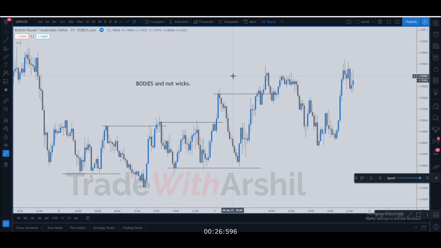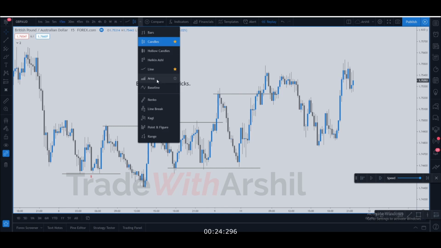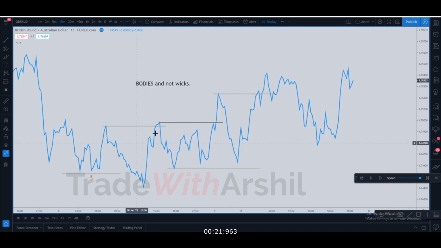And another easy way to look at it is just change your candles into line chart, and you can easily see if it's broken or not, because the line chart doesn't show wicks, it only shows the bodies. So this helps a lot as well.